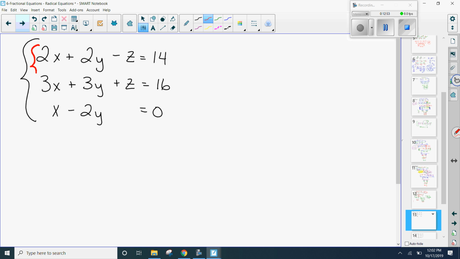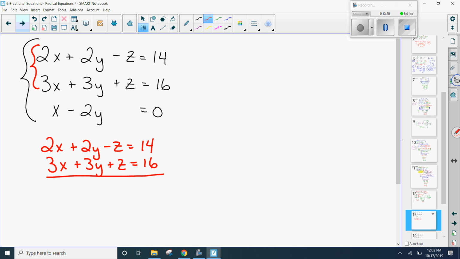What do you notice about these top 2 equations? What do you notice about the z's? The z's already cancel out. So if I take those top 2 equations, 2x plus 2y minus z equals 14, and I take the second equation of 3x plus 3y plus z equals 16, and if I group those together, the z's cancel, and you end up with what? 5x plus 5y equals 30.